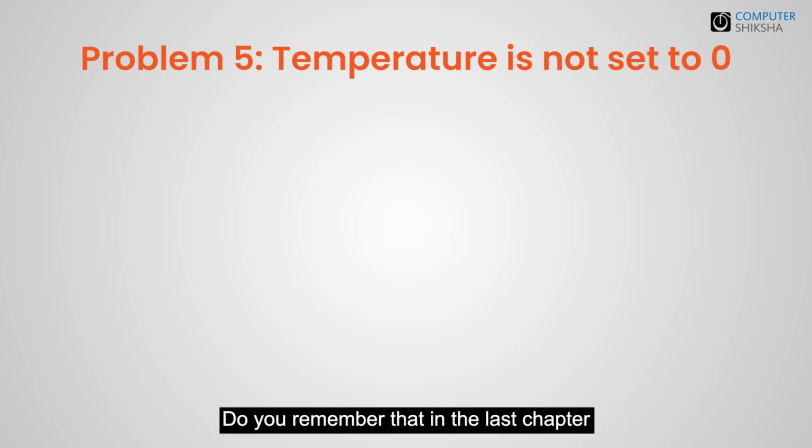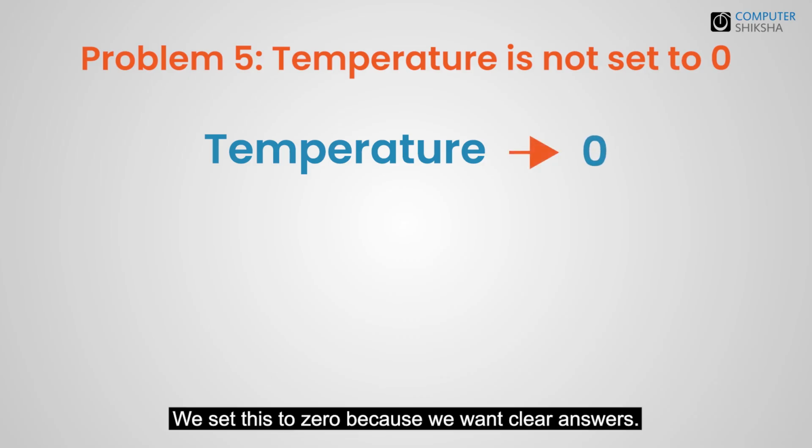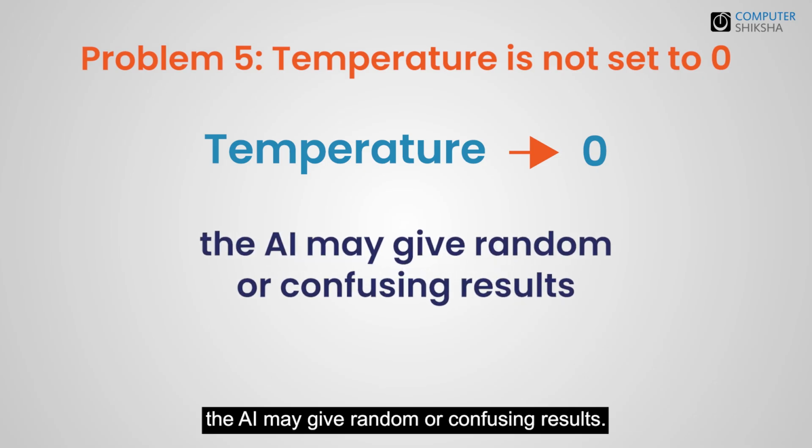Do you remember that in the last chapter, we set the temperature to 0? We set this to 0 because we want clear answers. If the temperature is not correct, the AI may give random or confusing results. Now let us go back to the LM Studio screen and set the temperature to 0.